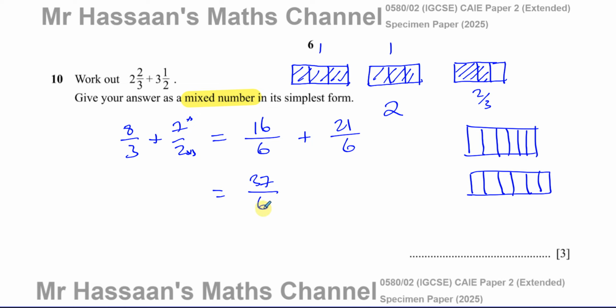So you say, okay, how many 6's fit into 37? How many whole 6's can we make altogether? Well, there are 6 sixes in 37. So you have 6 wholes, and then there will be 1 left over, 1 sixth left over. So it will be 6 and 1/6. Okay, so there's your answer to number 10.